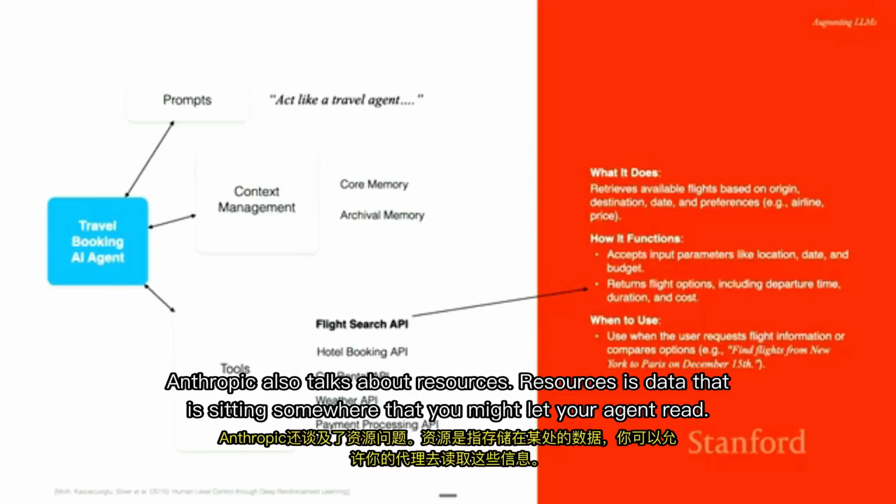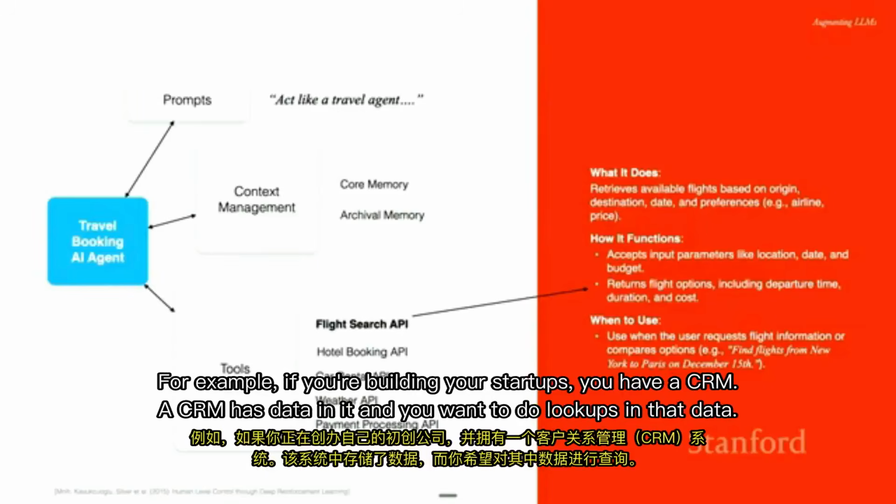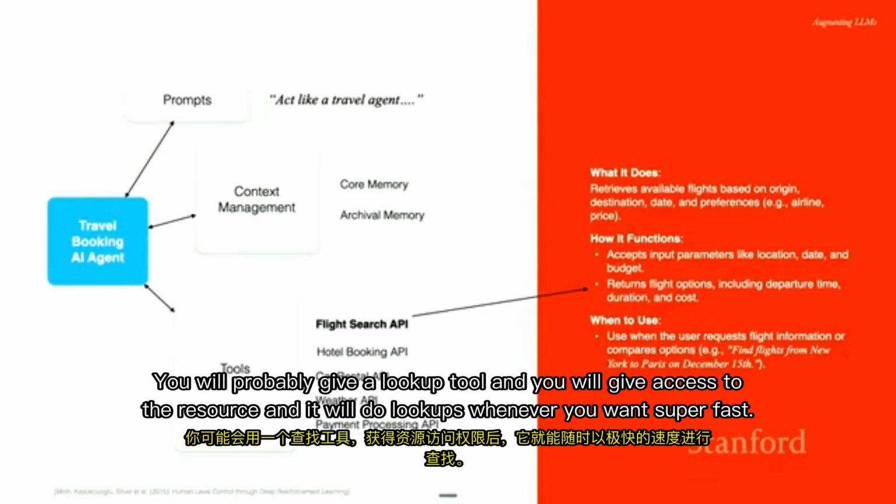Anthropic also talks about resources. Resources is data that is sitting somewhere that you might let your agent read. For example, if you're building your startup, you have a CRM. A CRM has data in it, and you want to do lookups in that data. You will probably give a lookup tool, and you will give access to the resource, and it will do lookups whenever you want, super fast.